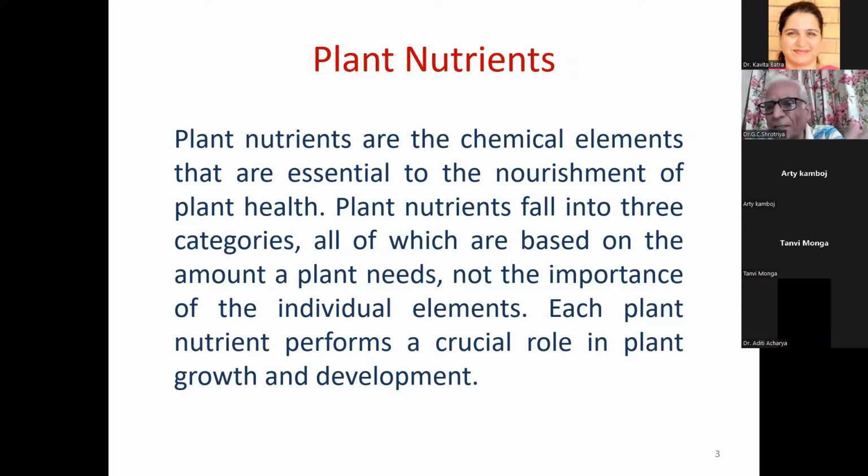We have to understand that each plant nutrient is essential, without which we cannot properly grow a healthy plant or healthy food. We can't get it.